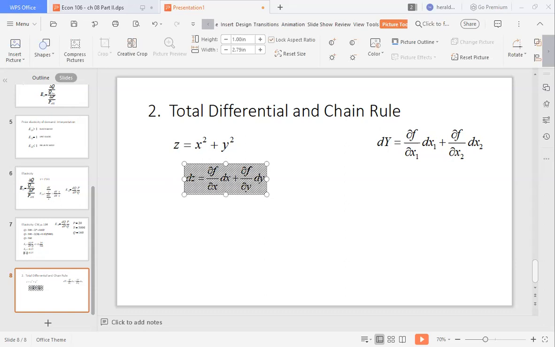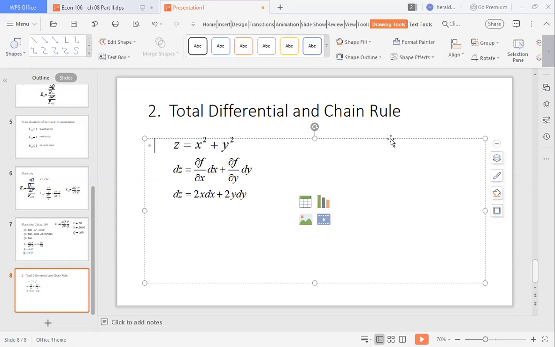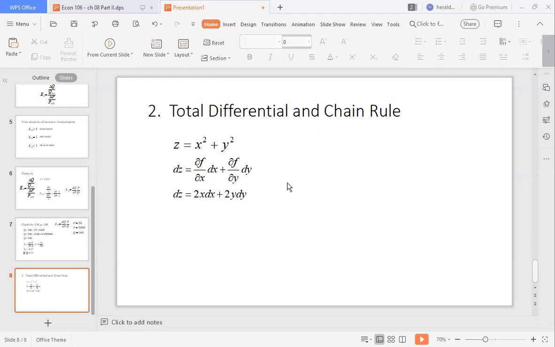So we have dz is equal to what is partial f partial x? So that would be 2x times the change in x, which is dx, plus partial f partial y, which is also 2y, times dy. So again, the total differential of z is equal to this. I'll just delete this one because we already have our total differential here. So again, getting the total differential of z is just getting partial f partial x multiplied by change in x plus partial f partial y multiplied by dy. And so we have this total differential of z.